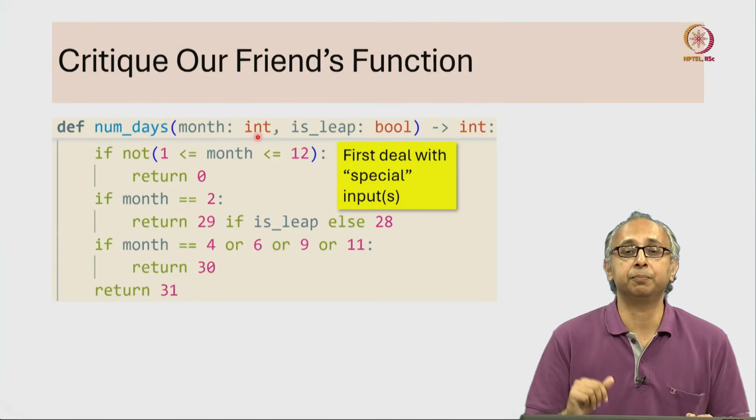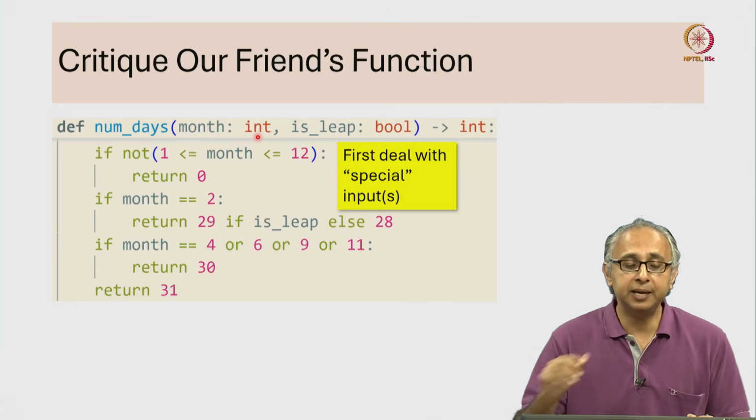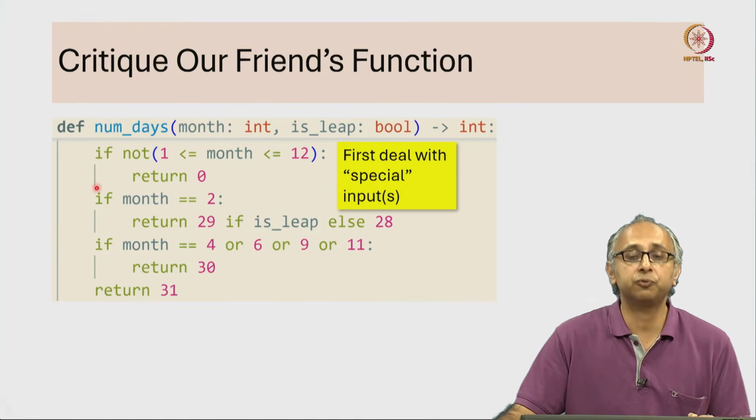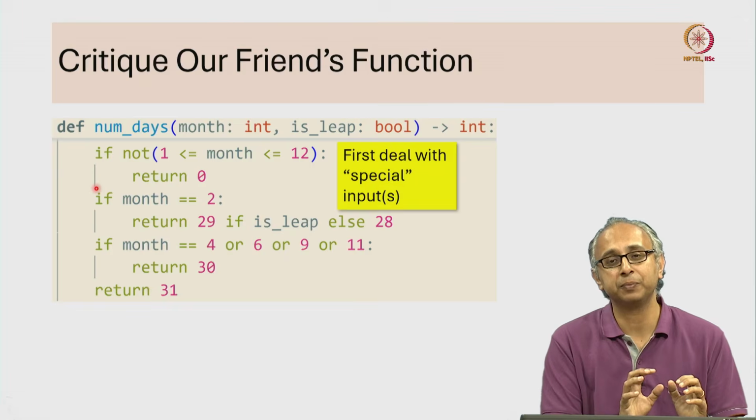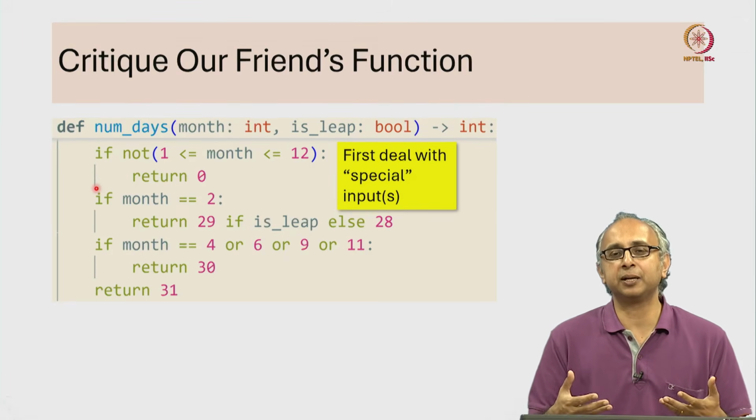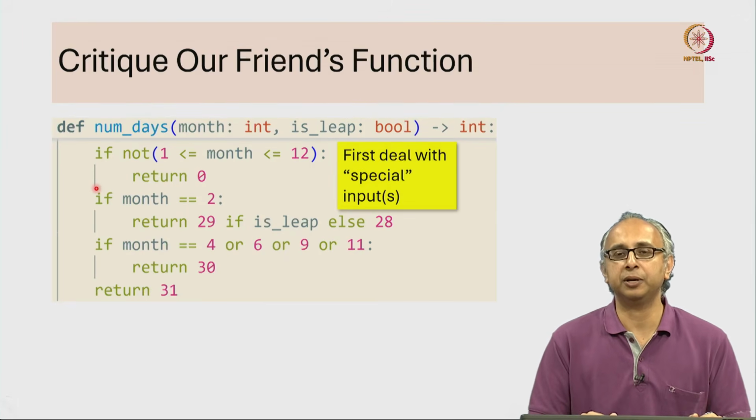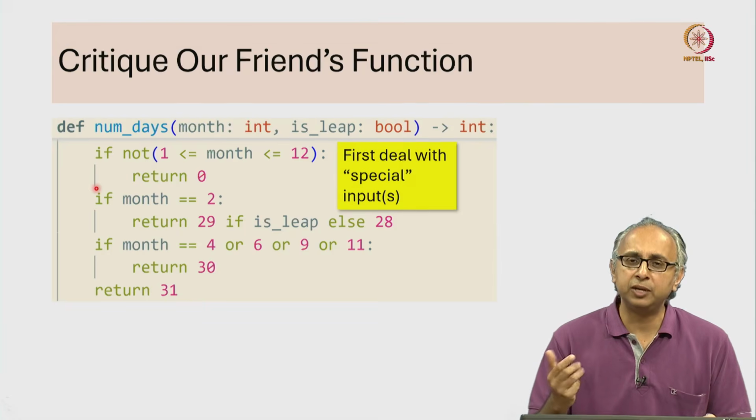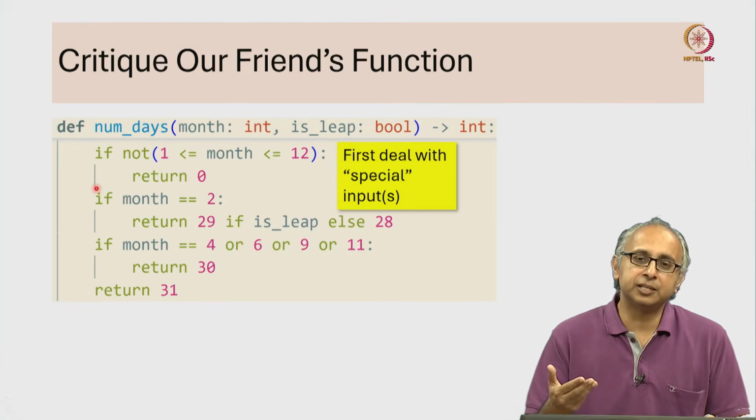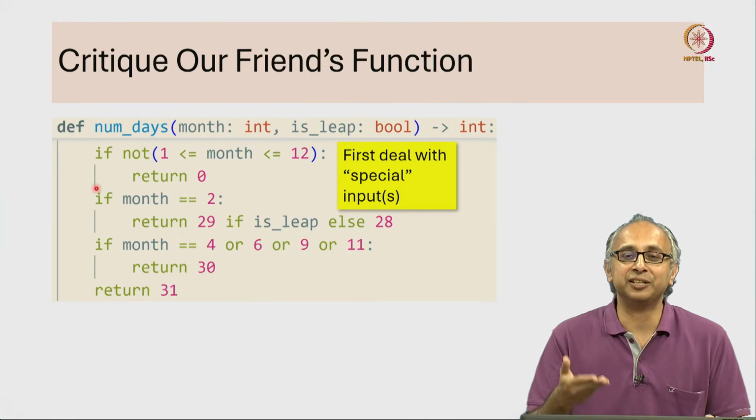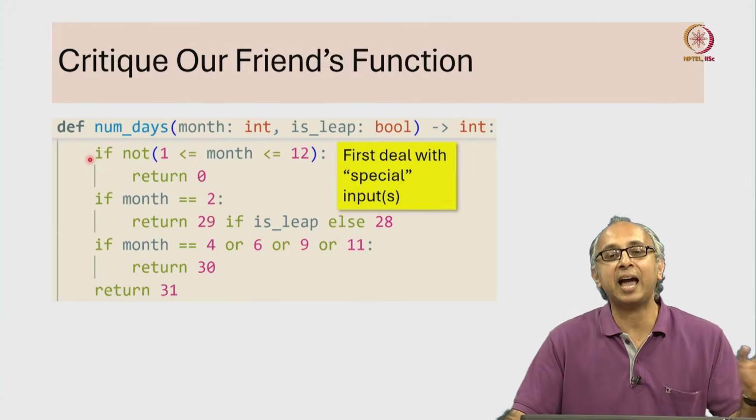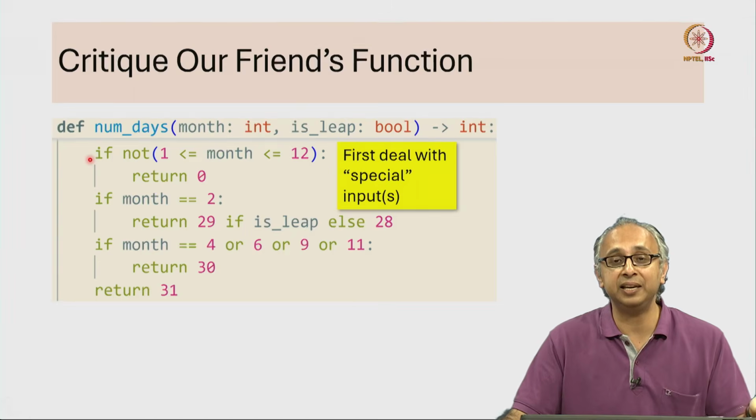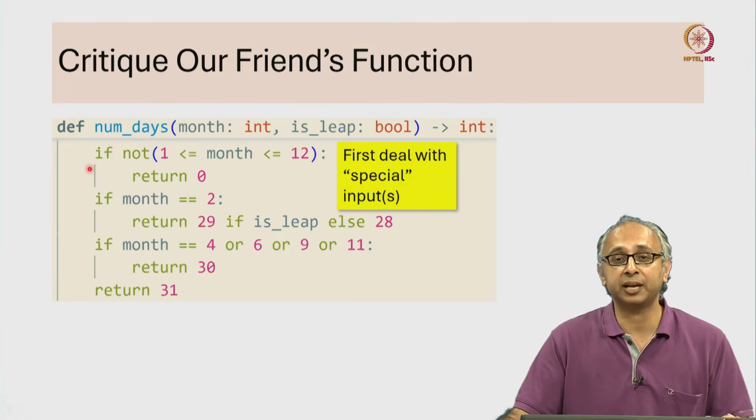So many professional programmers like writing code in this format, where you handle these special cases first, and then the more typical cases are handled later on in the code. Why do people do this? It turns out others find it easier to understand their code. Others can see that they have handled cases like illegal months and special months like February.